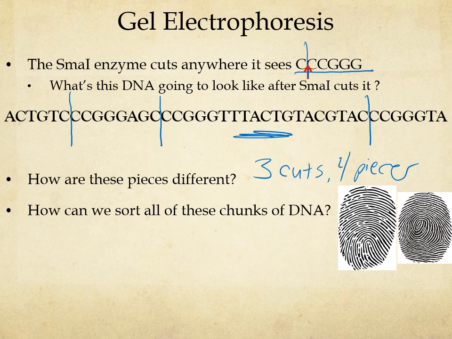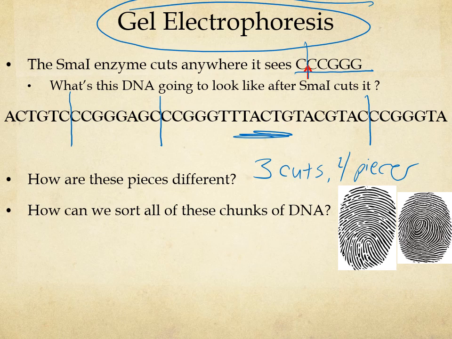In terms of how we can sort these pieces, that's what gel electrophoresis is. That's the topic of this last lesson in our chapter, and that's where our lab's going to be on Thursday, how we can actually sort these pieces of DNA now that we've randomly cut them with whatever enzyme we choose to use. And that's going to be what our fingerprint is.